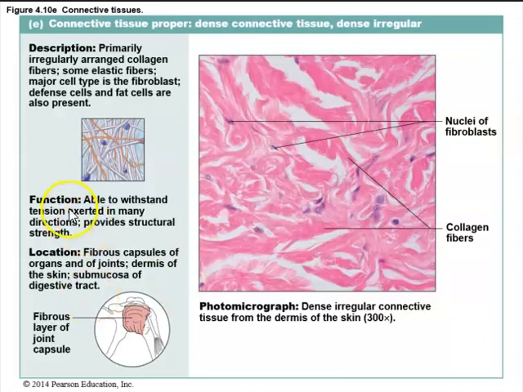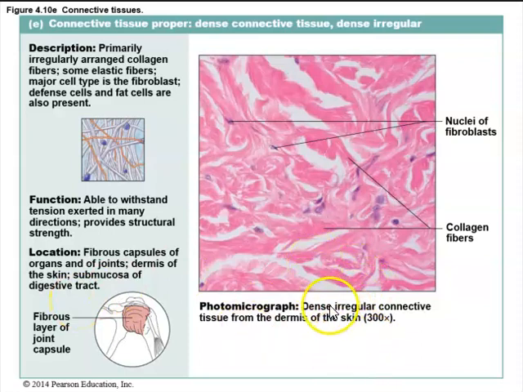Now, important to note that dense irregular tissue is able to withstand tension exerted in many directions. This is one important difference between dense irregular and dense regular connective tissue: dense irregular can withstand tension in many directions. It also provides structural strength. We can find dense irregular connective tissue in fibrous capsules of organs and of joints. We can find it in the dermis of the skin, as well as the submucosa of the digestive tract.